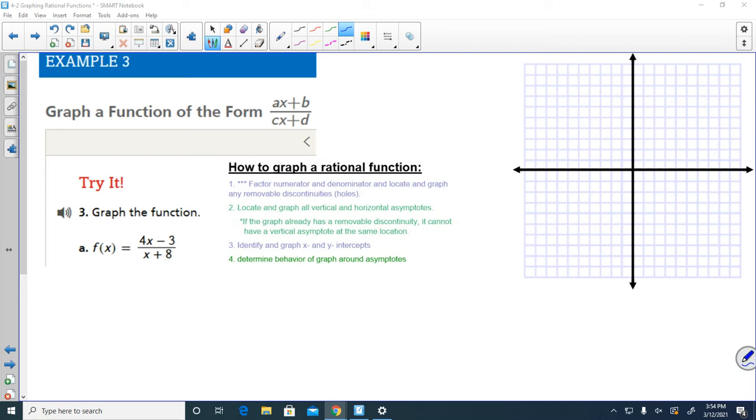So now let's put all of this together and graph. We're going to graph this function, and then here's a reminder of all the things that we need to do. So first thing, factor numerator and denominator. So in part A, the numerator is already factored. There's nothing else I can do. Same with the denominator. Step 2, locate all horizontal and vertical asymptotes.